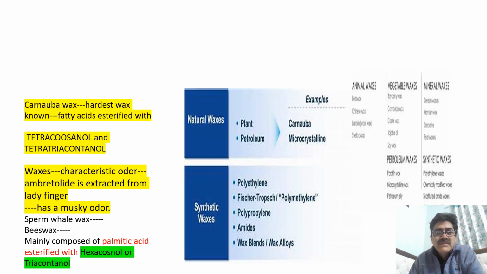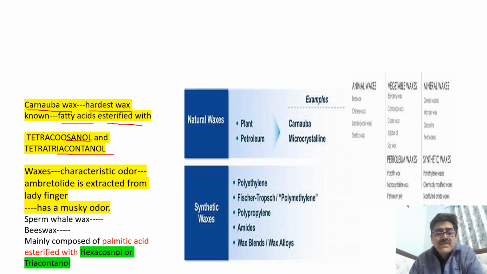Finally, we have certain waxes, for example, carnauba wax. It is the hardest wax known to date. Again, it has fatty acids esterified with tetracosanol and tetratriacontanol. These are the long chain alcohols.